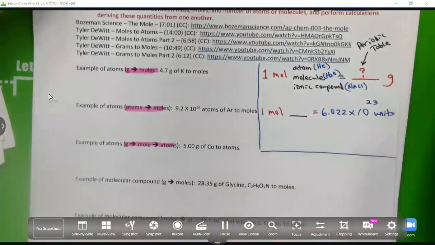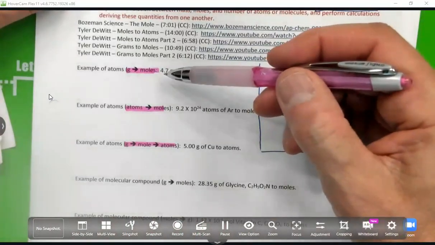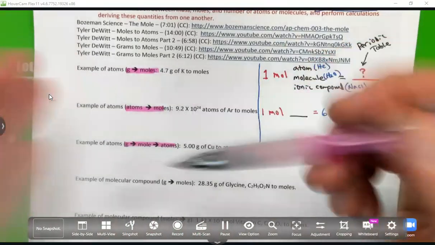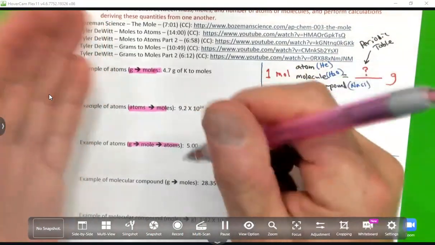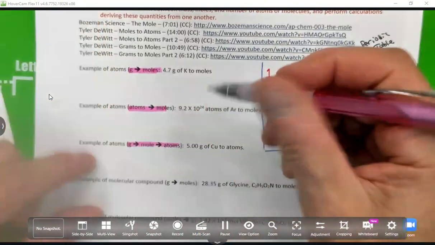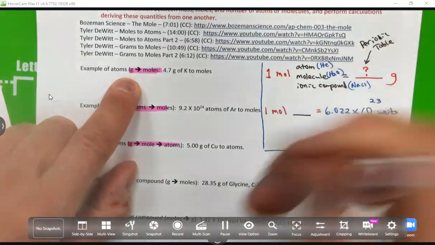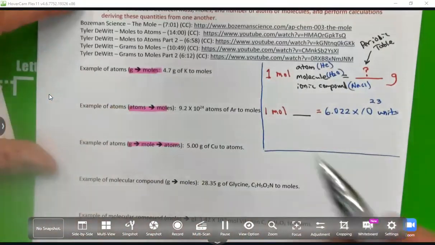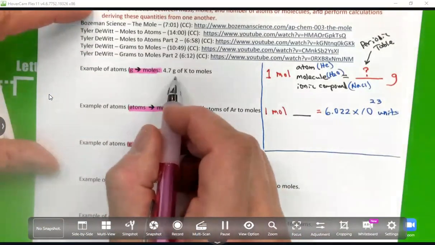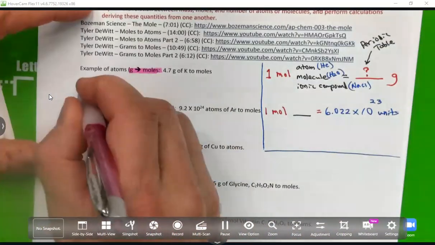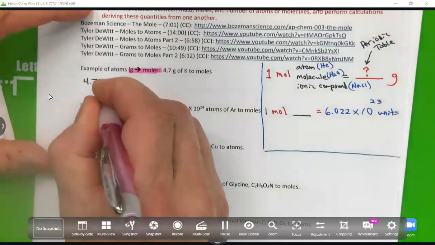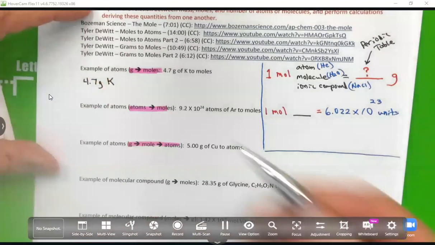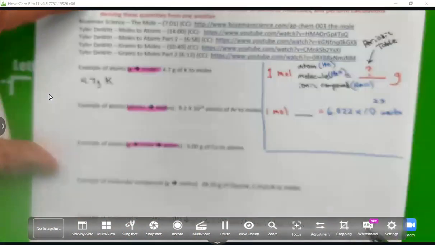So when you're looking at OWL or the quiz, please come back and look at this. This is why we're doing it, right? You should be able to find some, hey, how many moles are in so many grams? You'll be looking at this example. Okay, so we've got 4.7 grams of potassium. How many moles of potassium do I have?